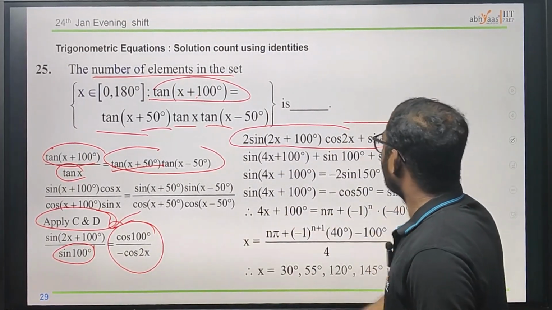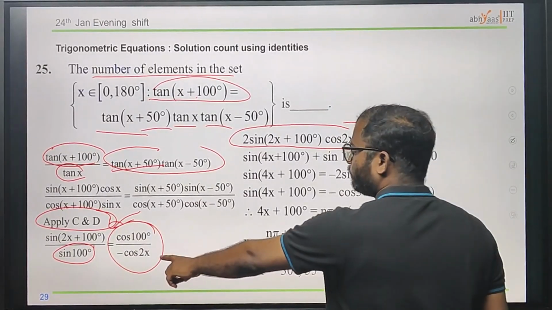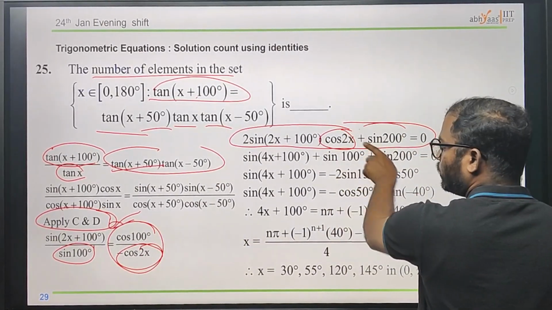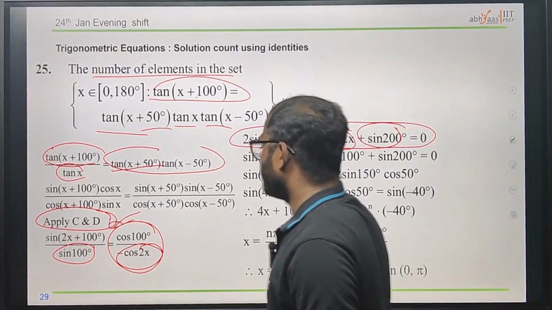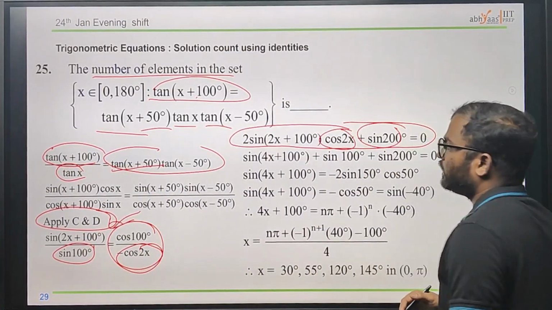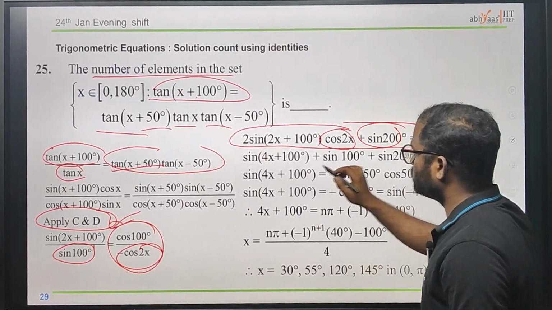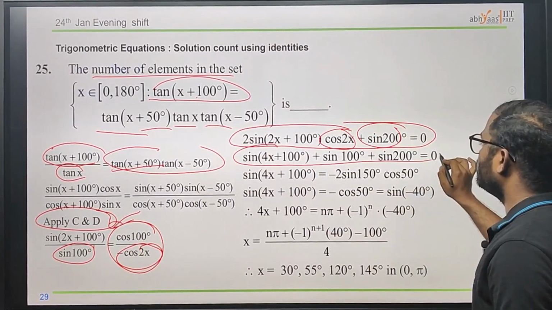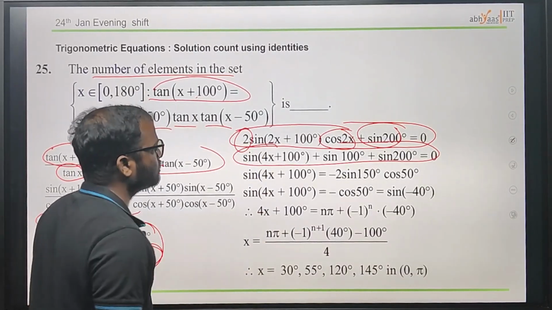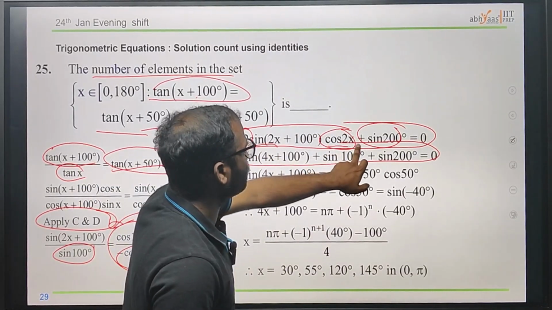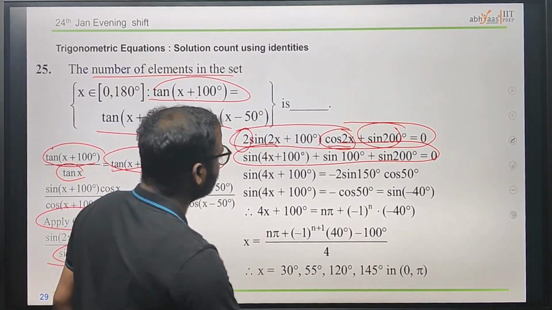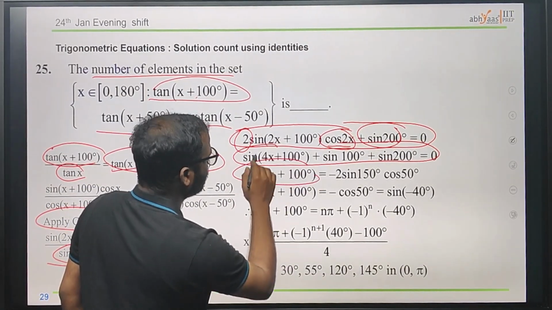Now we have cos 2x and sine 200. How did we get this? By doing a cross product, we get the answer. Next, using the simplification, we have 2 sin x, sine of 2x and cos 2x plus sine 200. Like this, we got the 2 here.